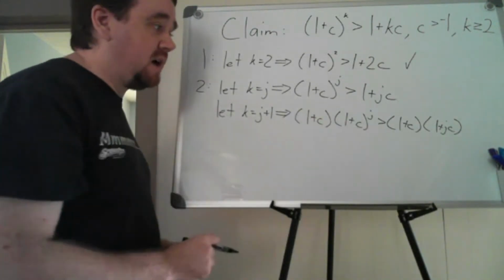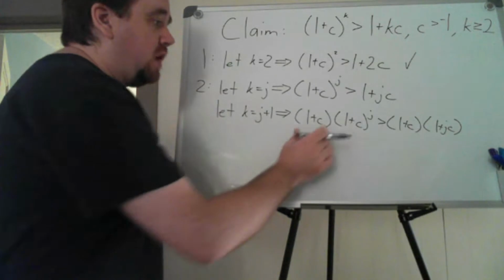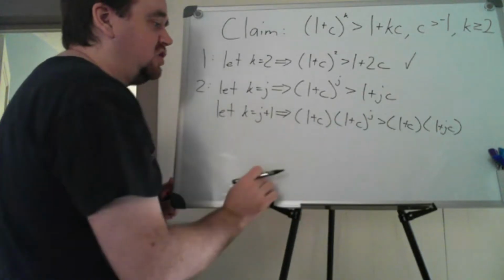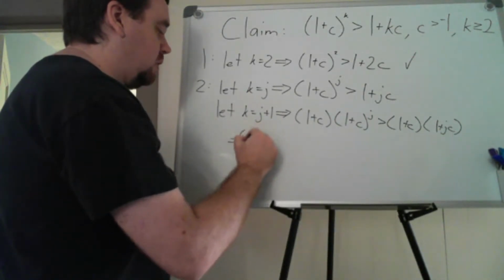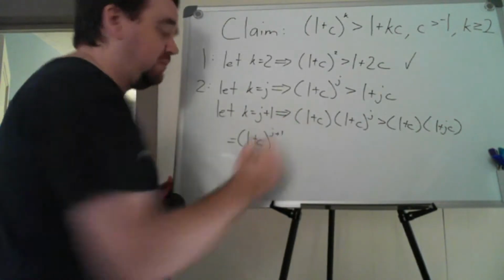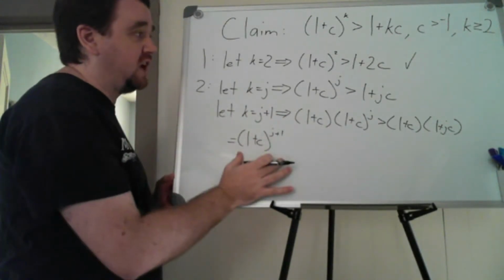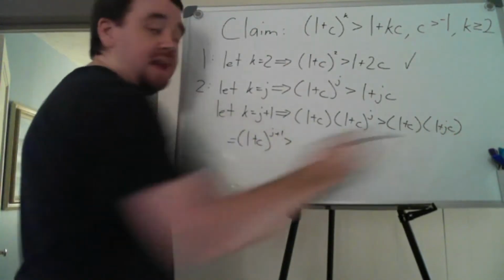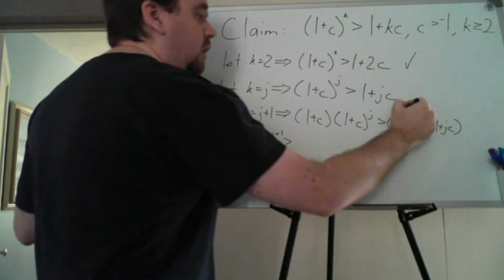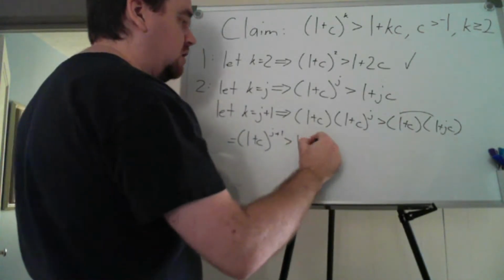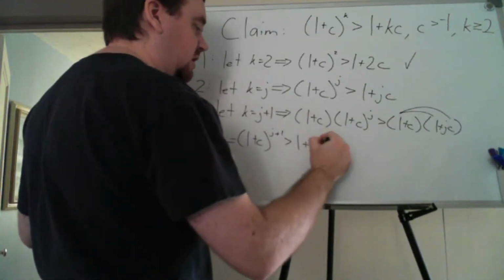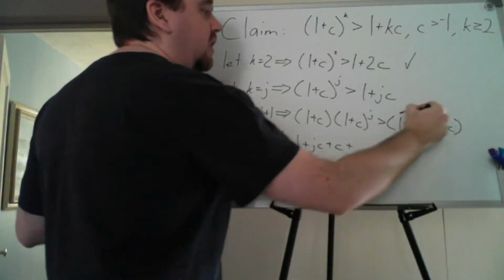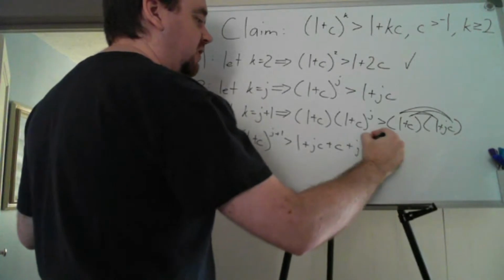All right, now I just kind of combine and expand and see what happens here. So on the left-hand side, I'm just multiplying by one more 1 plus c. So this 1 plus c to the j is really no different than 1 plus c to the j plus 1, which is ultimately what I'd want on the left side based on my claim. And then I have is greater than. Now I'm going to expand the right side the same way we've been doing it. So I take 1 times 1, and that's 1, plus 1 times jc, and that's jc, plus c times 1, and that's c, plus c times jc, and that's jc squared.